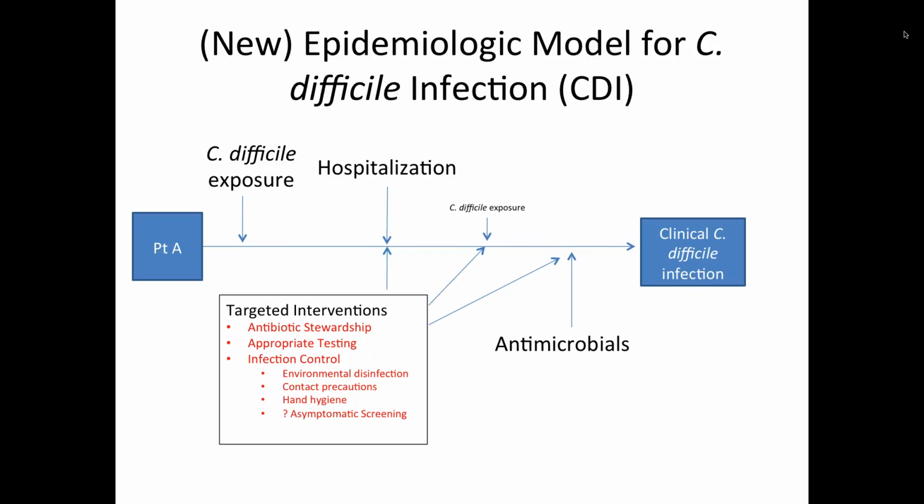I put on here asymptomatic screening. I put a big question mark on there. This is an area that's somewhat controversial. I don't really want to get into it too much, but there is some debate right now about whether we should be screening patients on admission for C. diff and doing active screening and contact precautions like we do for MRSA and other things. I think that's still yet to be determined if that's helpful, but at least it suggests that there may be a significant amount of exposure into the environment from asymptomatic patients.